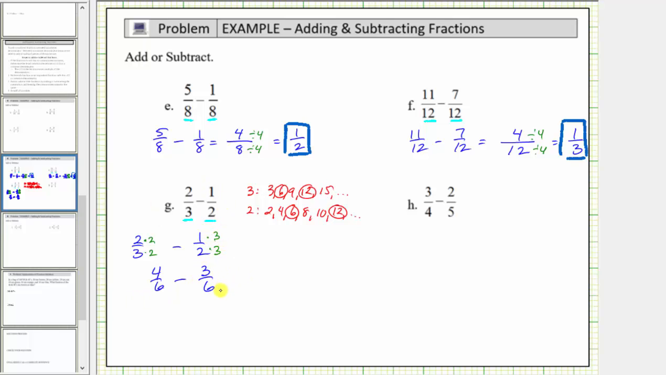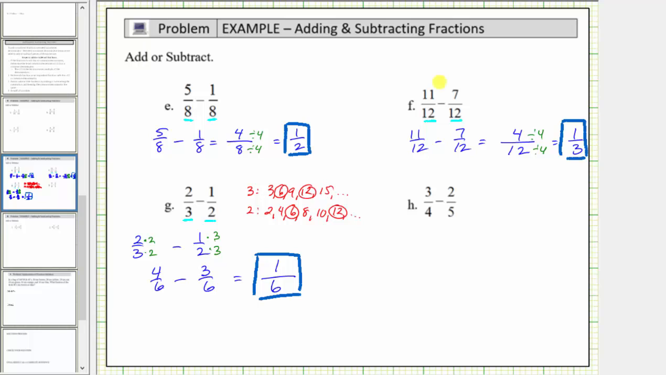Now that we have a common denominator, the pieces are the same size, and we can determine the difference. We subtract the numerators. 4 minus 3 is equal to 1. The denominator remains the same. The difference is 1/6. 1/6 is simplified because the only common factor between 6 and 1 is 1. For the last example, we have 3/4 minus 2/5.